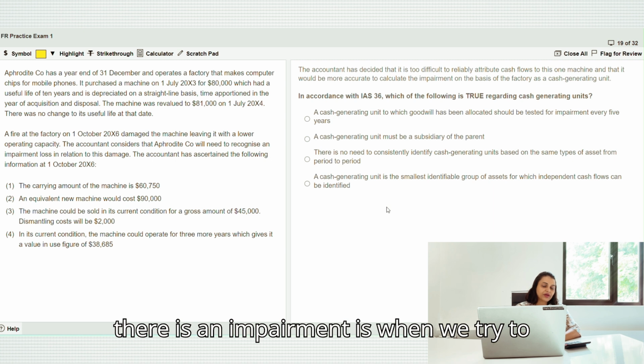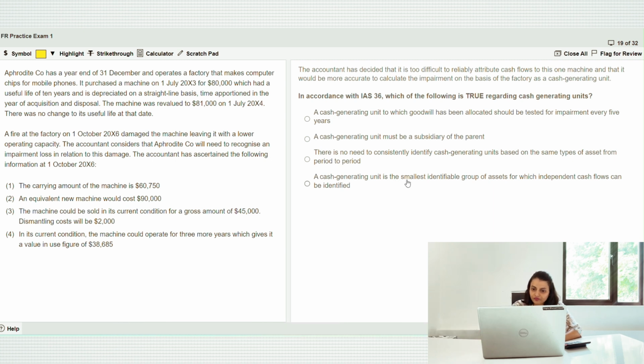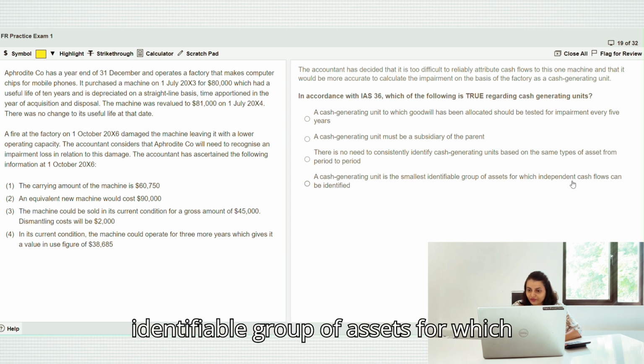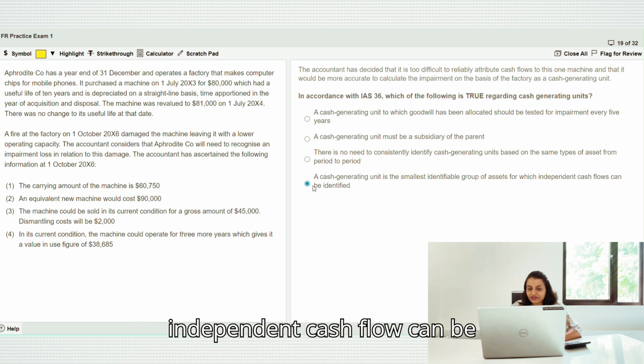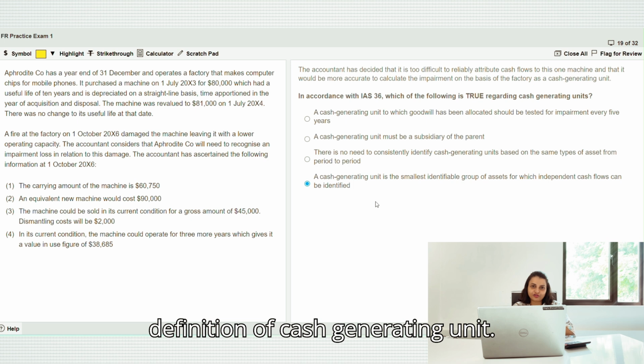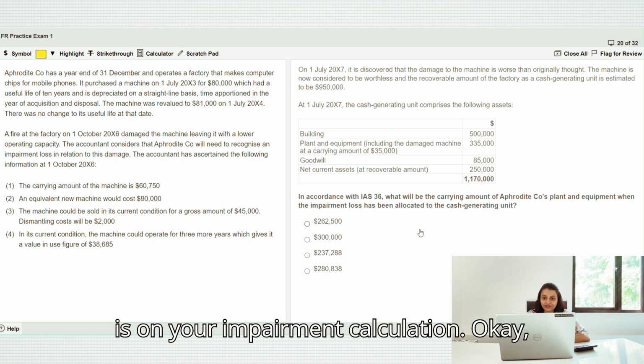Again, yes, we do not have to do this concept every now and then. Mostly when there's an impairment is when we try to test for a cash generating unit. A cash generating unit is the smallest identifiable group of assets for which independent cash flow can be identified. That's the exact definition of a cash generating unit. Now moving on to the last question, which is on your impairment calculation.